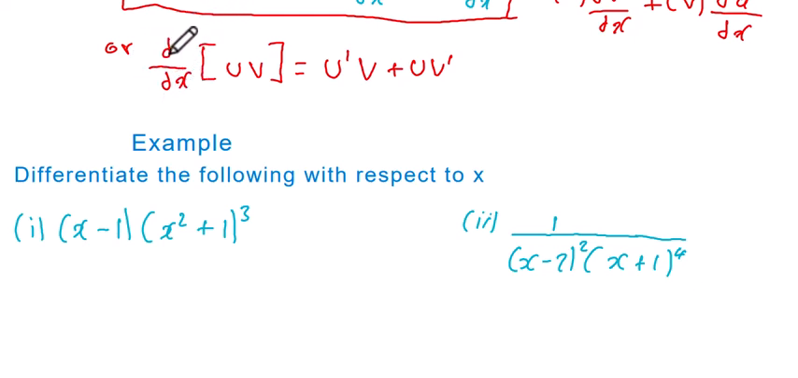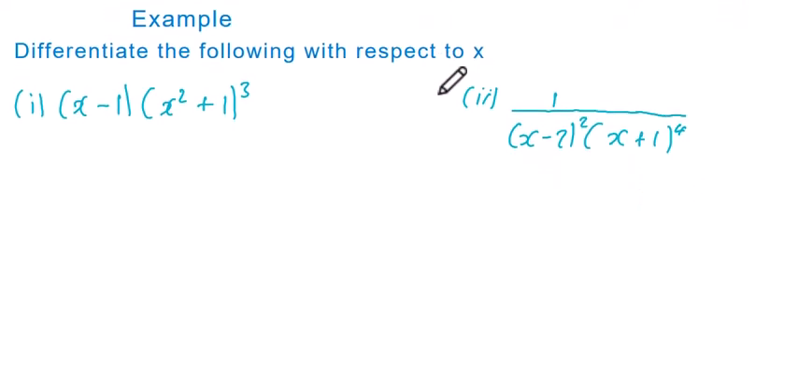So we differentiate the function where we have been given u and v. So this is u prime v plus u v prime. We are given a couple of questions here, and we have been told to differentiate the function with respect to x. So what are we going to do in this particular case? Solutions.